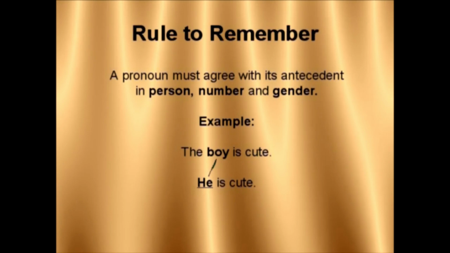As we have earlier learned, the noun that the pronoun replaces is called antecedent. A pronoun must agree with its antecedent in person, number, and gender. So if the antecedent or the word to be replaced is boy, for example, the boy is cute. As a subject, you use he, not I or you, because boy is being spoken of. Not they, because boy is singular. Not she, because boy is masculine. Not him, because boy is used as a subject in the sentence.